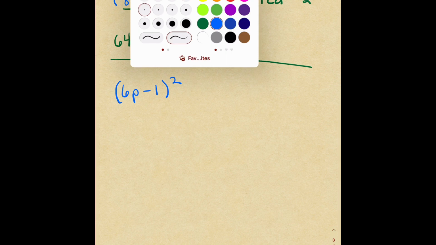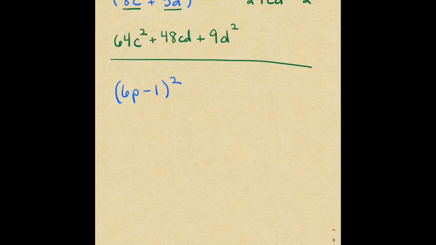All right. So I'm going to look at the first term. I'm going to square that. 6 times 6 is 36. P times p is p squared. And then I'm going to look at the second term. Negative 1 times negative 1 is plus 1. And then I am going to multiply 6p times the 1. That would be 6p. And I'm going to times that times 2. And then there's a minus, so I'm going to put that minus in there.